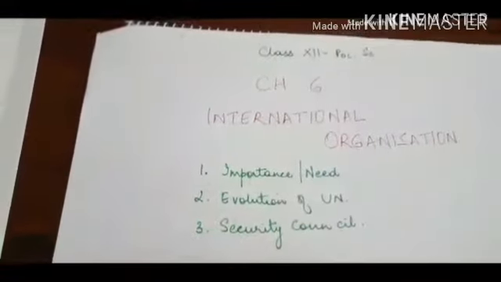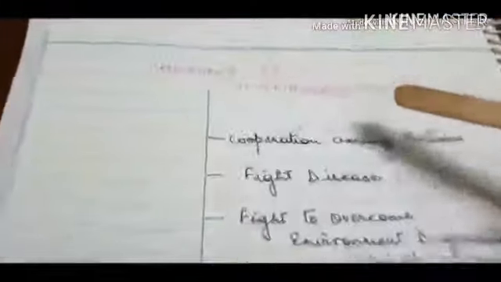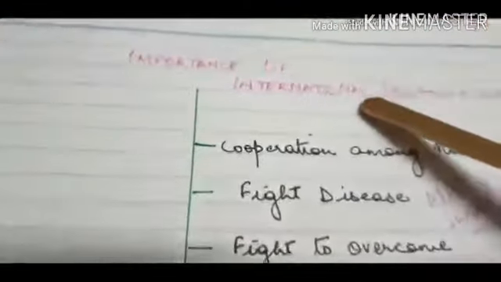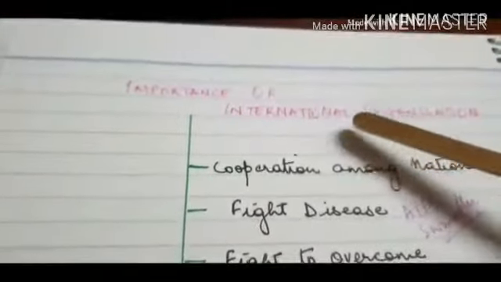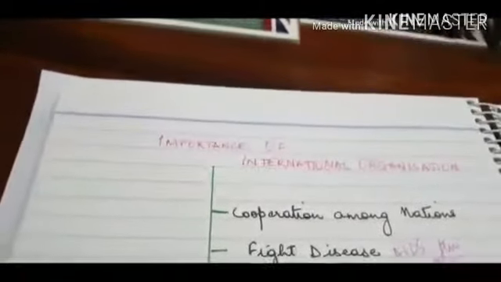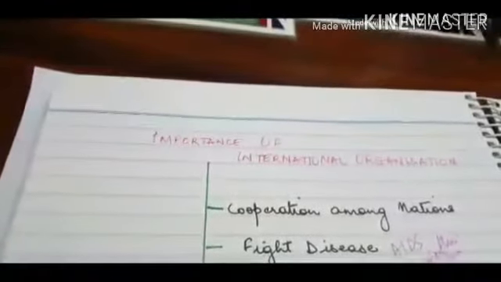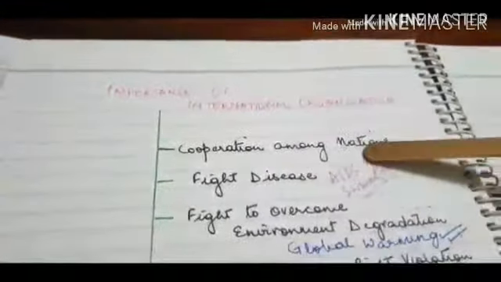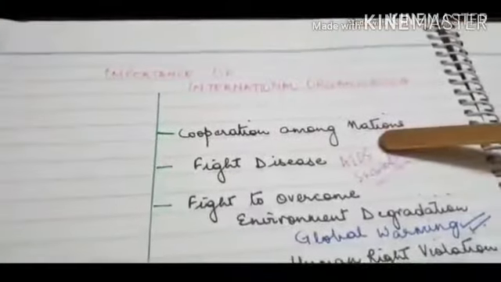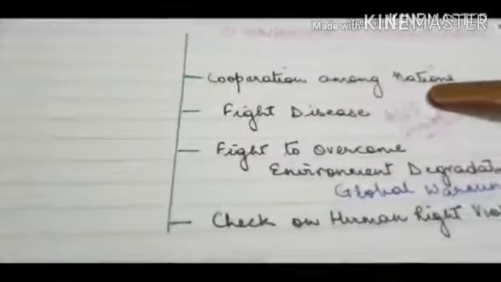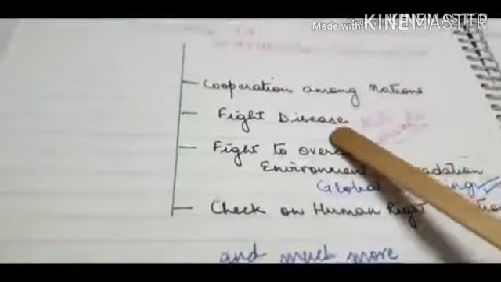So let's go. Let us begin to know what is the importance of an international organization. An international organization is one which works for the world, for all the nations of the world. Its responsibility is towards each and every nation present in the world today. Its main work is to maintain cooperation among nations so that it can avoid conflicts and wars. It also helps in fighting diseases.